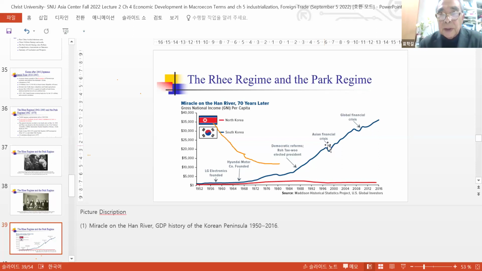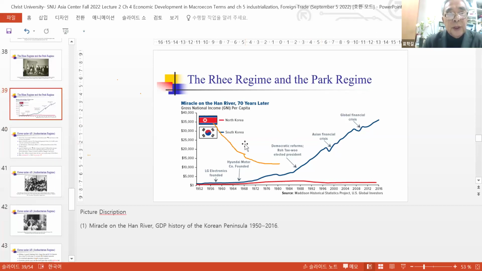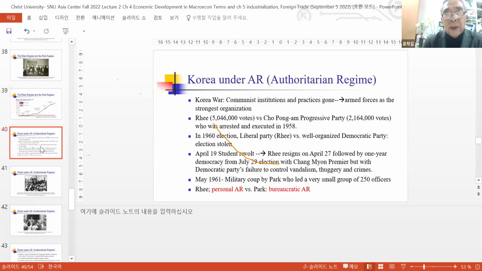And ultimately Asian financial crisis, 1997, hit Korean economy. So first time GDP fell down. After that, global financial crisis, around 2017, brief recession in Korean economy. This is a kind of brief 70 years history of Miracle on the Han River chart. Of course, we will take a look in detail at what is the story.